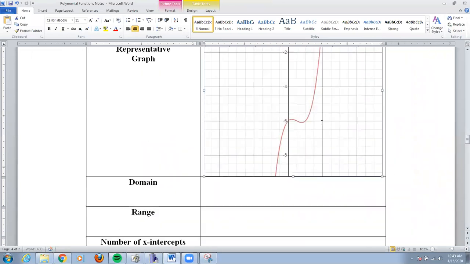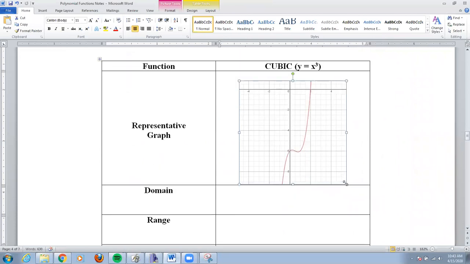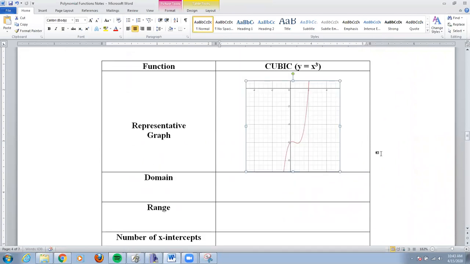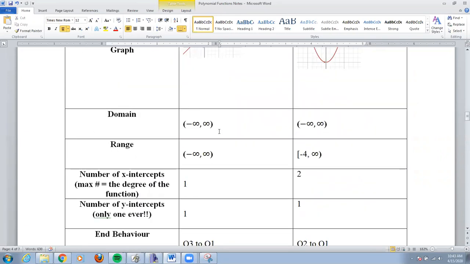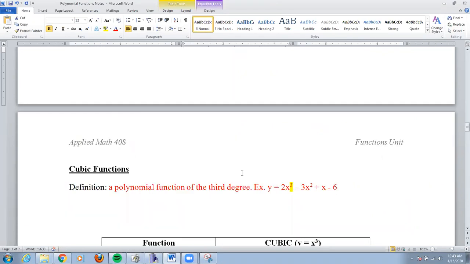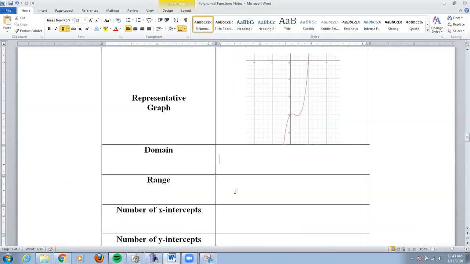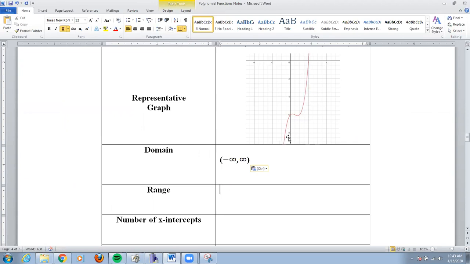Okay. So again, a cubic function. The domain without context would be going all the way to the left and then all the way to the right. So it would be negative to positive infinity without context. And the range would be the same, going from negative infinity all the way up to positive infinity.